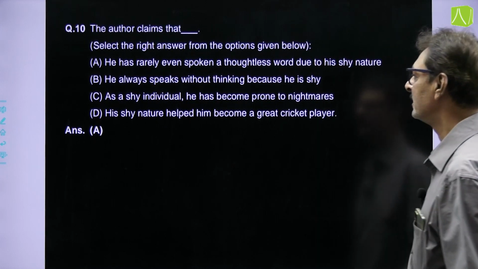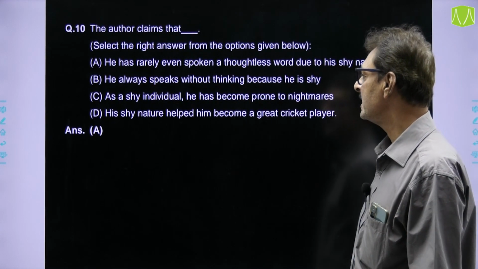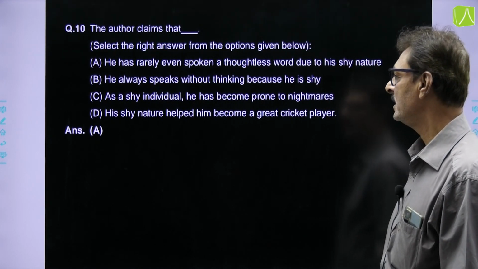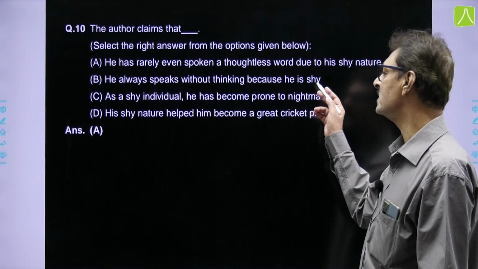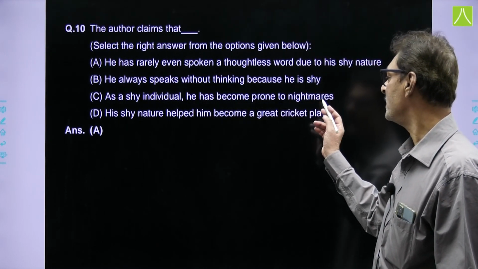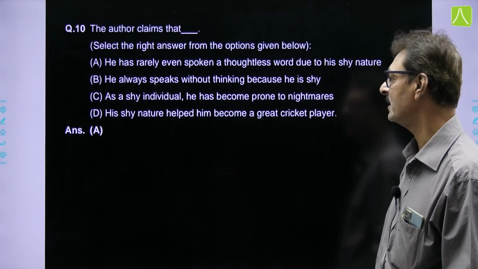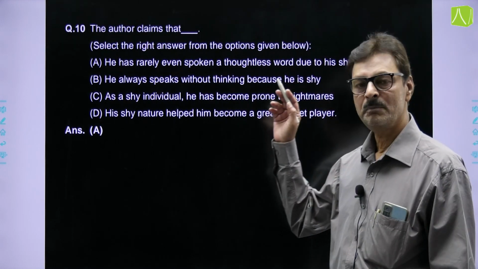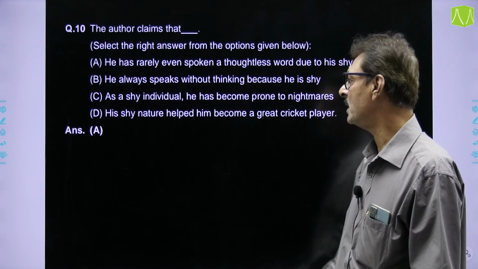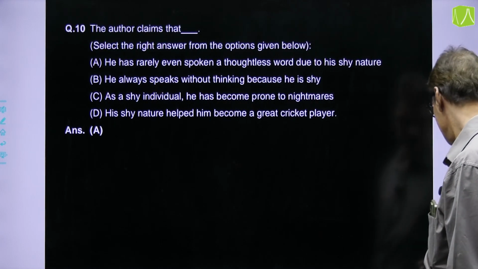The next: the author claims that, among 4 options, he has rarely even spoken a thoughtless word due to his shy nature; he always speaks without thinking because he is shy; as a shy individual, he has become prone to nightmares; or his shy nature helped him become a great cricket player. And the correct answer, based on the reading and understanding of the passage, is option number A, that is, he has rarely even spoken a thoughtless word due to his shy nature.